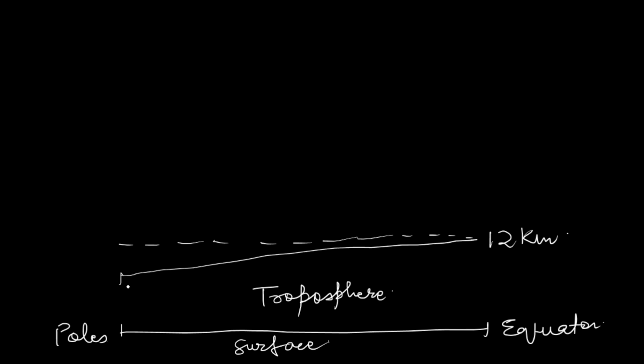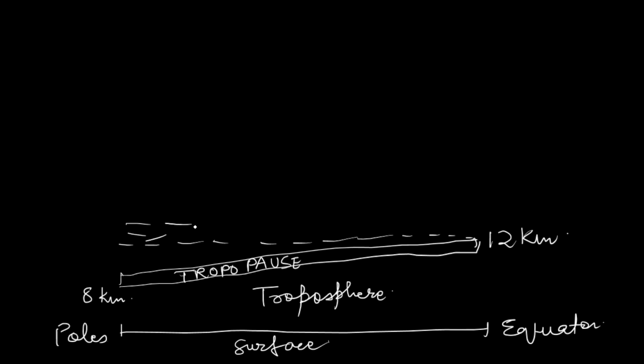This layer is the tropopause, and the tropopause on the equator is higher, around 12 kilometers, but the tropopause on the poles is at a lower altitude, that is 8 kilometers. Then just over the tropopause, in this region you will find the ozone layer.